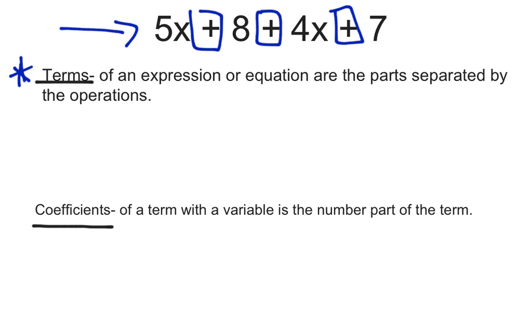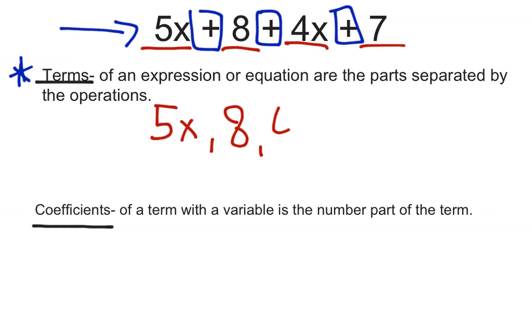The things that are separated by those are what we call terms. So these things here that are underlined in red are what we call our terms. So what they're going to ask us to do is to simply identify these different parts. So when it asks for terms, we're looking at these different things like 5x, 8, 4x, and 7. And we're simply going to write those down, that those are the different terms of the expression.